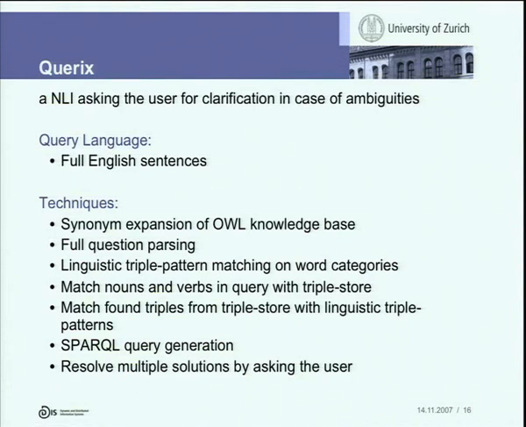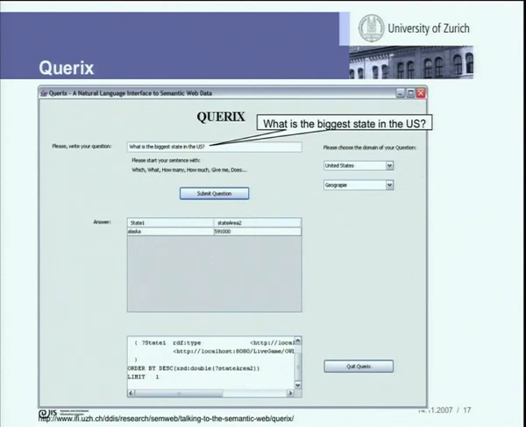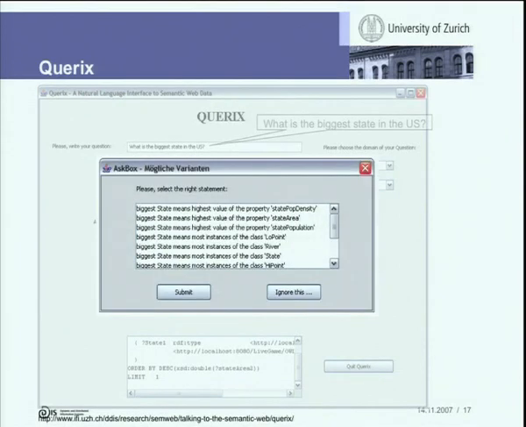It parses full English sentences. It also does a synonym expansion of the knowledge base. It does full question parsing, and then tries to find the triple patterns it can find in the parsed sentence in the knowledge base to generate the SPARQL query. And when it hits ambiguous questions, like, what is the biggest state in the US, it will come up with a question box that will say, and I'm sorry, this is probably too small to read, biggest state means highest value of the property state population density, or means highest value of the property state area, in which case it would be Alaska, et cetera.